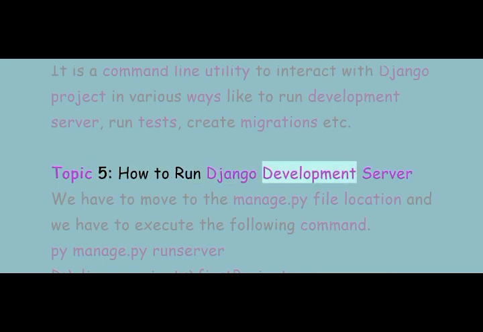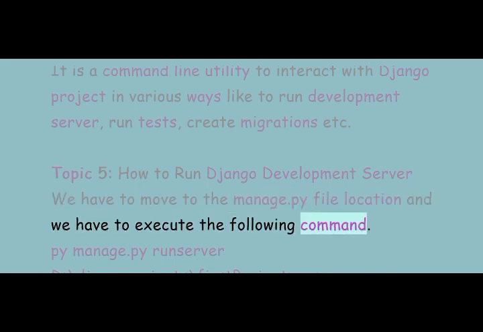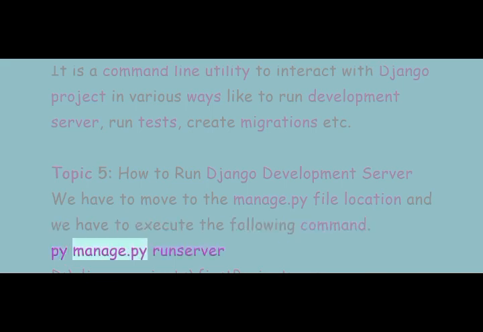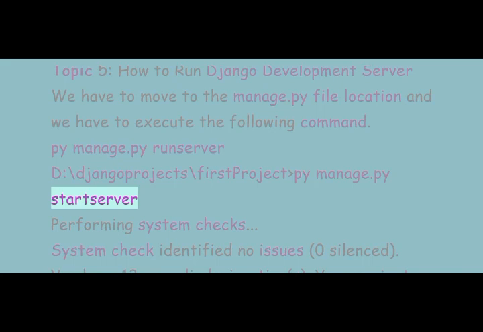Topic 5. How to run the Django development server. We have to move to the manage.py file location and execute the following command: py manage.py runserver. D:\djangoprojects\firstproject> py manage.py runserver.